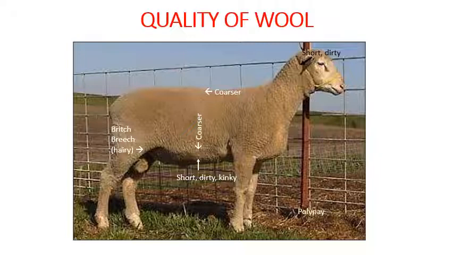So in the picture you can see that in the same sheep the fiber diameter or quality of the wool varies. If we see from the neck towards the back, the wool is becoming more coarse. Similarly from top towards the bottom, the wool is more coarse, or its length will be short. Similarly at the back and lower portion it will be more hairy. At the top of the head, this portion also will be short and dirty.